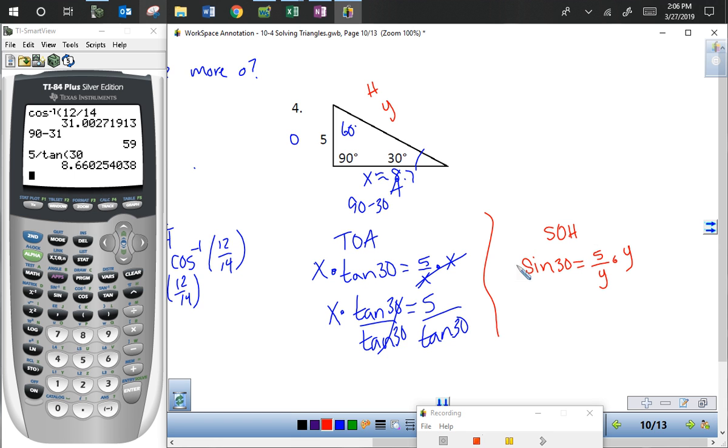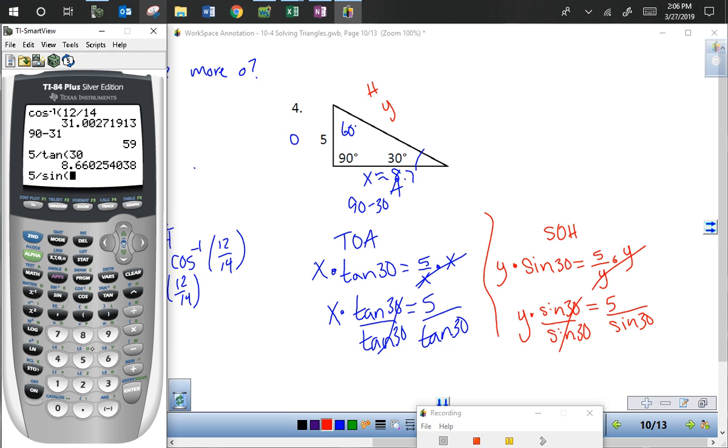Multiplying by y on each side, we get y times sine 30 equals 5. And then we'll go ahead and divide by sine 30 on each side to get that y by itself. Those cancel, so y equals 5 divided by sine 30. And that comes out nicely to 10.